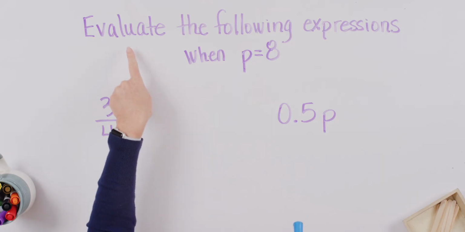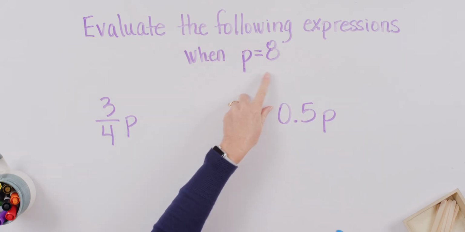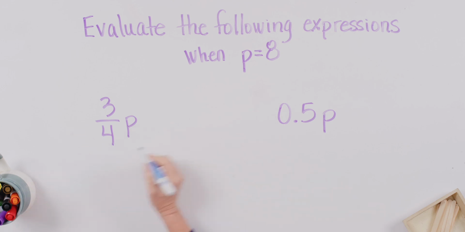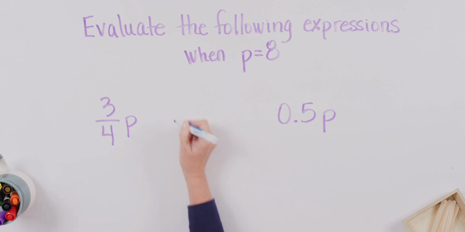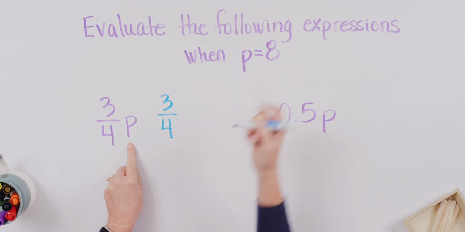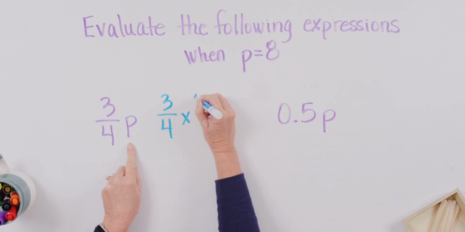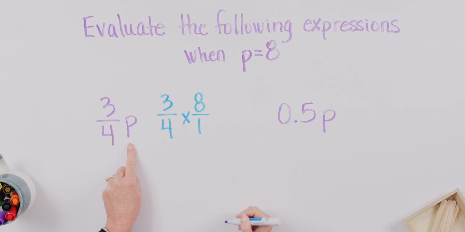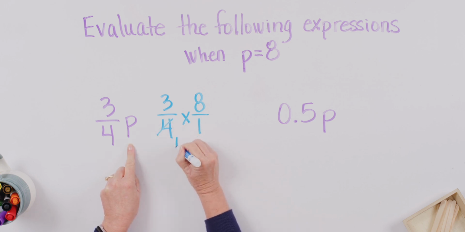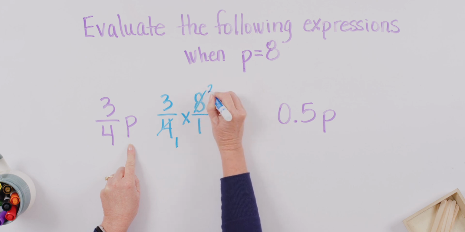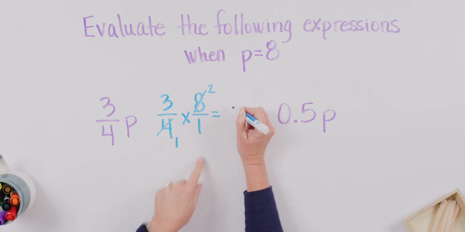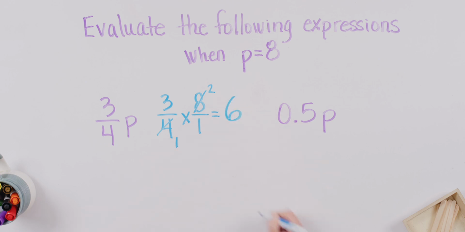Let's do these two. Evaluate the following expressions when p equals 8. All right, so we're going to plug in 8 for our p. So we have 3/4, and we're multiplying it by our p, which is 8. You can also write that as 8 over 1 if you would like to. We can simplify, can't we? 4 divided by 4 is 1. 8 divided by 4 is 2, which gives us a final answer of 3 times 2 is 6 over 1, which is going to give us 6.